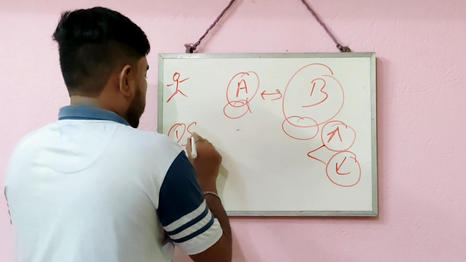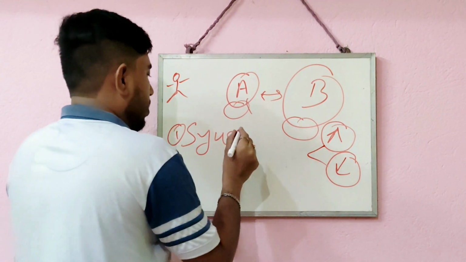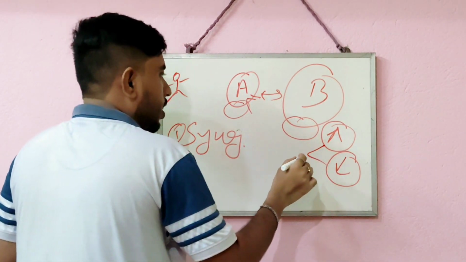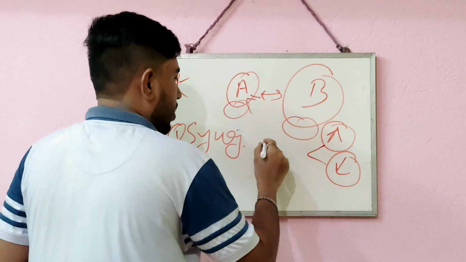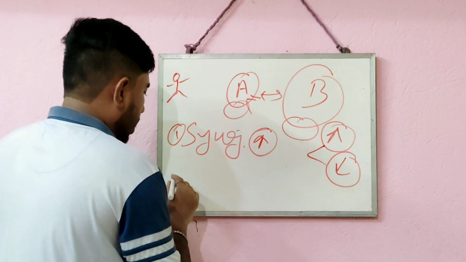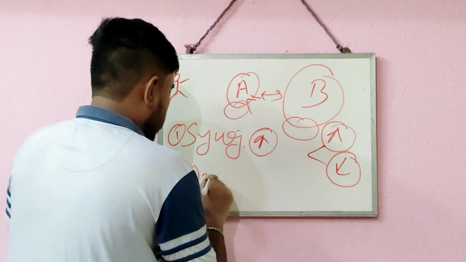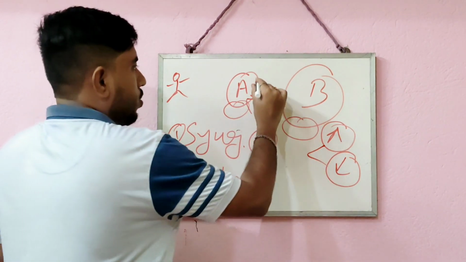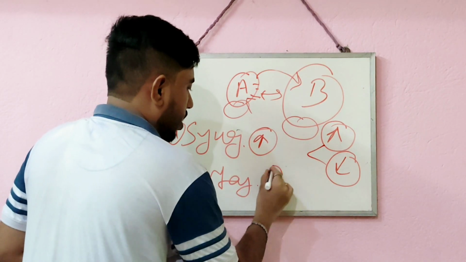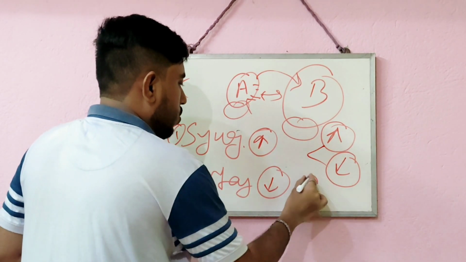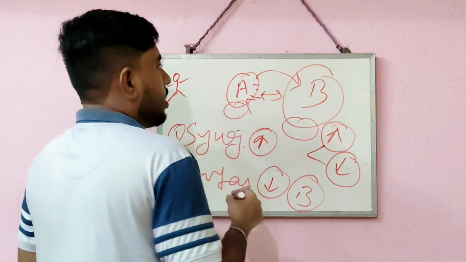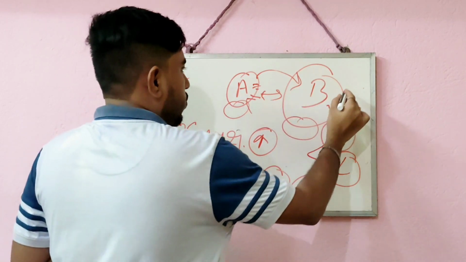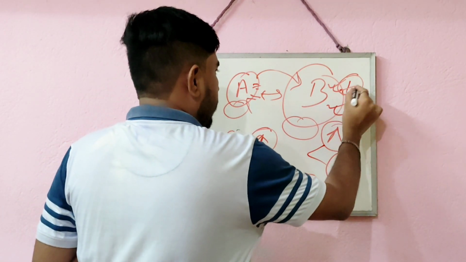First is synergism. Simply put, here one drug, drug A, helps increase the activity of another drug, drug B. The second one is antagonism. What does that mean? In antagonism, one drug, drug A, decreases the action of another drug, here drug B. So in synergism, drug A increases the activity of B, and in antagonism, drug A decreases or inhibits the action of drug B.